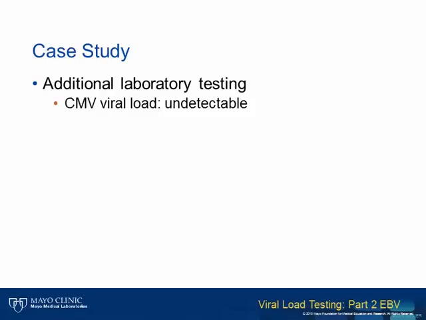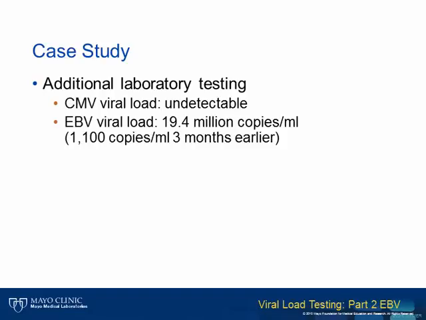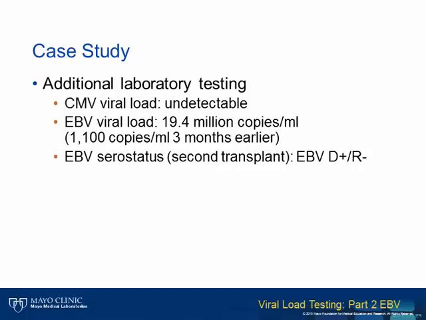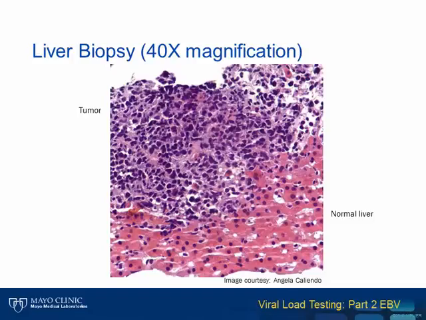A CMV viral load was reported as negative or undetectable, but the patient's EBV viral load was positive at 19.4 million copies per ml. Interestingly, a review of the patient's record showed an EBV viral load of 1,100 copies just 3 months earlier. The EBV serostatus prior to the second transplant showed a seromismatch, with the donor being positive and the recipient being seronegative. A liver biopsy was performed, and the results are shown on the next 2 slides.